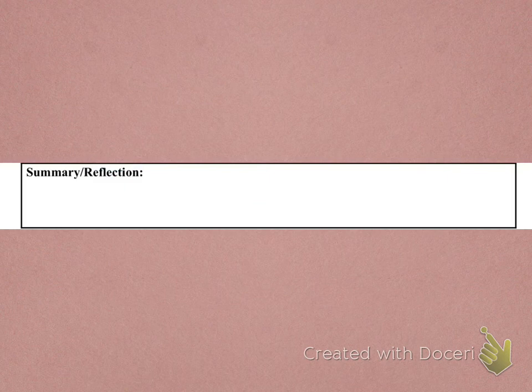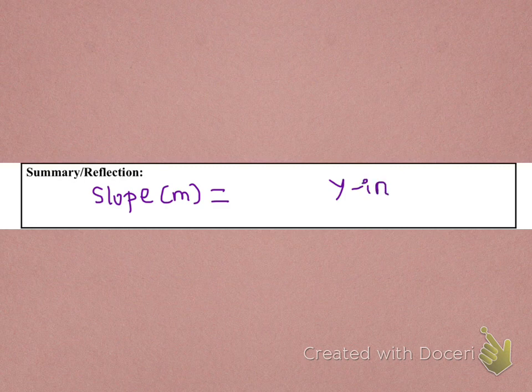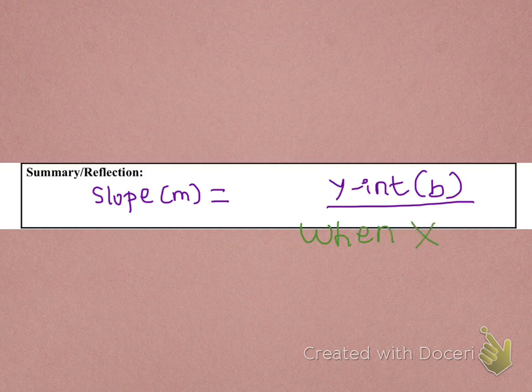All right, so let's move on to the last part, which is the summary or a reflection of what you learned. So I need you guys to go ahead and write down slope m equals, so on a table, how do we find slope and how do we find the y-intercept or the letter b? Okay, so for the y-intercept, I'm actually going to reiterate what I asked you guys to write earlier, which is that when x is 0, y is b on a table, okay?